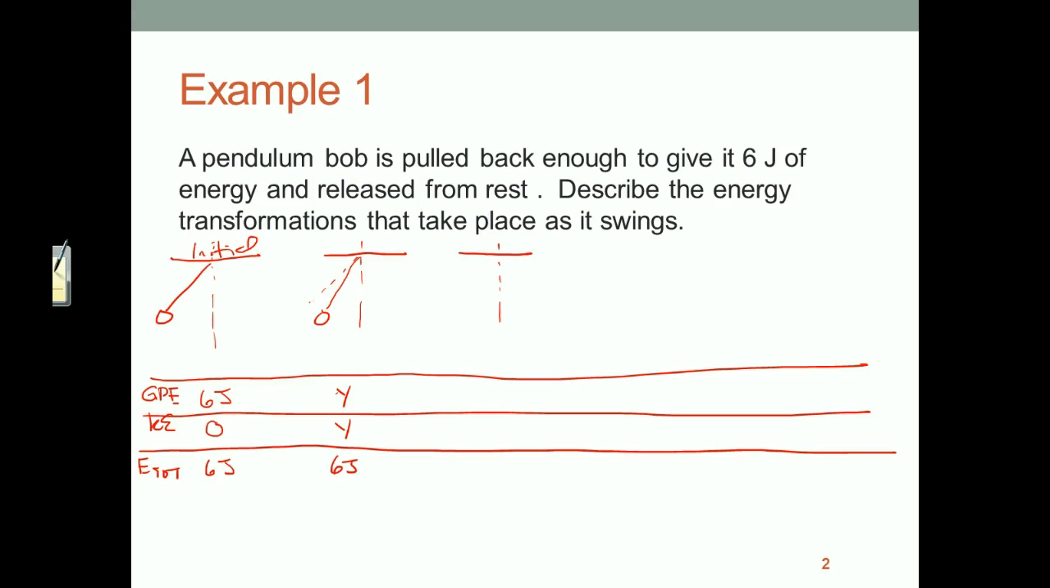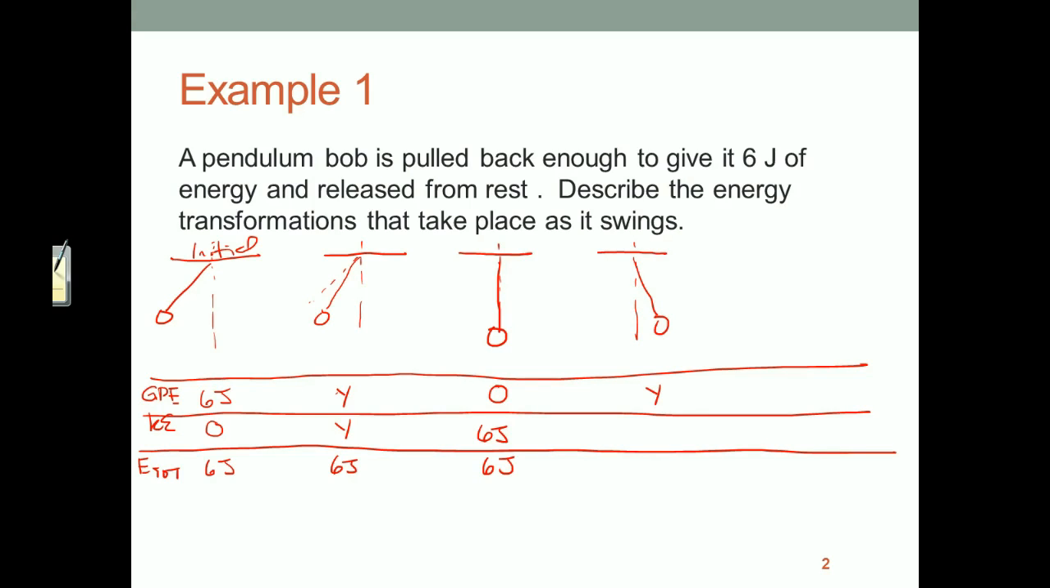It then hits the equilibrium position. At the equilibrium position, it's at the bottom of its motion. Therefore, we put our 0 for gravitational potential there, which means since the total still has to be 6 joules, it has to have 6 joules of kinetic. It's moving there. It can then swing through someplace on the other side.